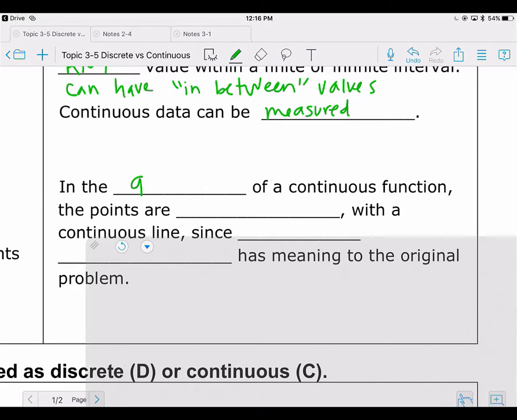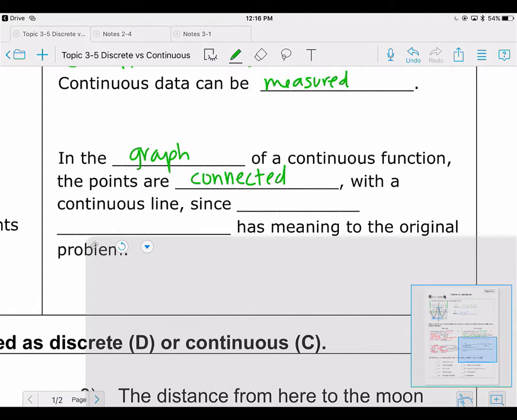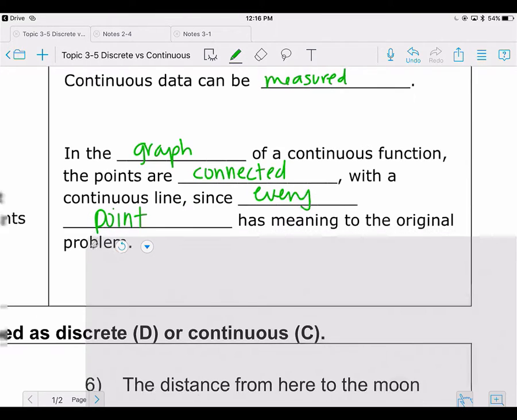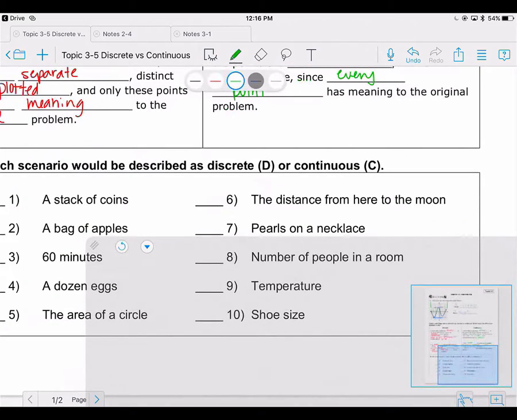In the graph of a continuous function, the points are connected, like through a line, or with a continuous line, since every point has meaning to the problem. So with discrete, we have very succinct points. Continuous is a line or a set of lines that can show us where we're going.